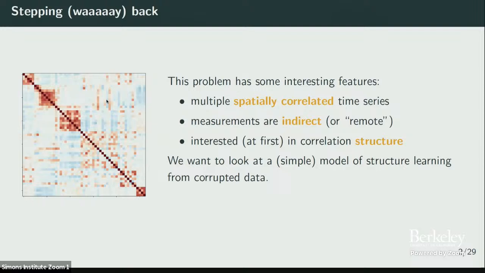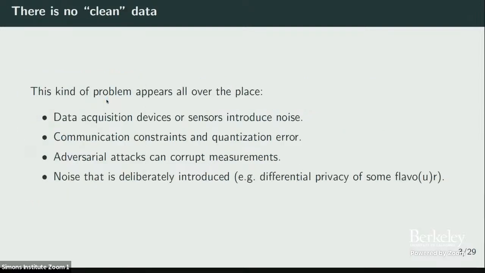We're interested at first also in the correlation structure. At a first order, you don't necessarily want to know the weights between the regions, but you'd like to just know whether edges are there in the structure. So we want to look at a simple model of structure learning from corrupted data. All right, so that's the setting, and I just want to put a fine point on it.